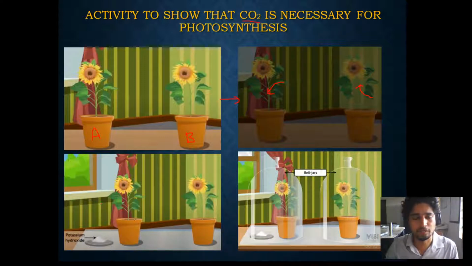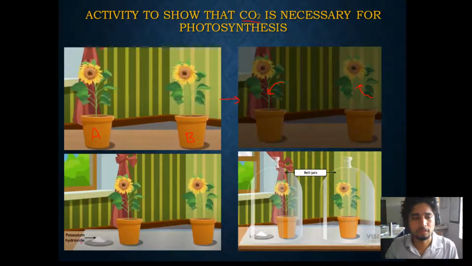Here, one plant we are not providing the carbon dioxide. How are we doing that? We are taking potassium hydroxide. Potassium hydroxide takes the carbon dioxide and does not give it back, it performs a strong binding with the carbon dioxide. It reacts with the carbon dioxide very rapidly, forming potassium carbonate. So KOH plus CO2 forms potassium carbonate.